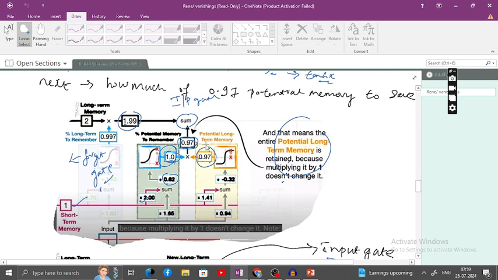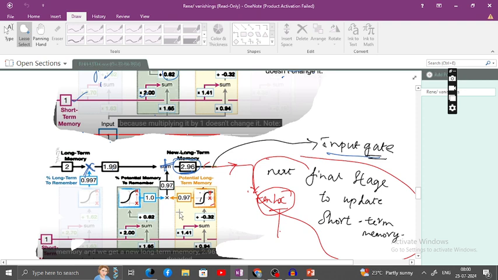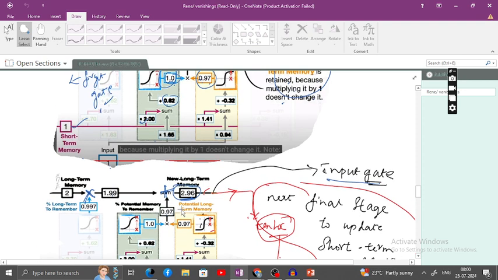Here it is a long term memory. And what is the potential long term memory, how much you are going to remember, that also you will find out. So the output coming from the sigmoid function and tan hyperbolic function, what is this value? Find out. What is this 1 plus 0.97? 1 plus 0.97 is how much? How much? 1.99 you have here, 1.99 plus 0.97, okay, how much do you get?